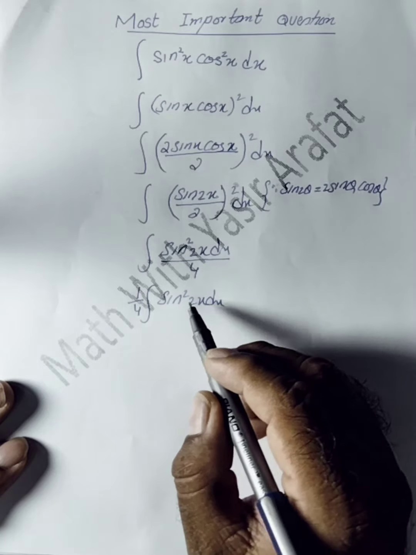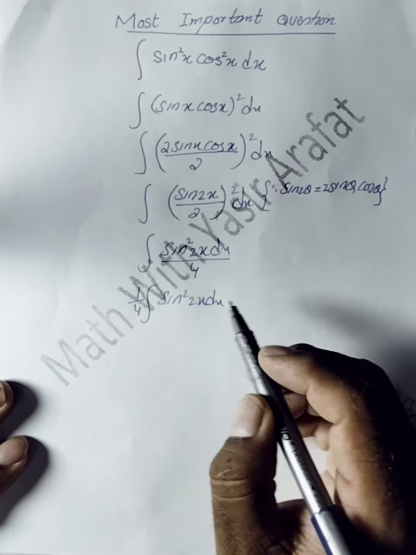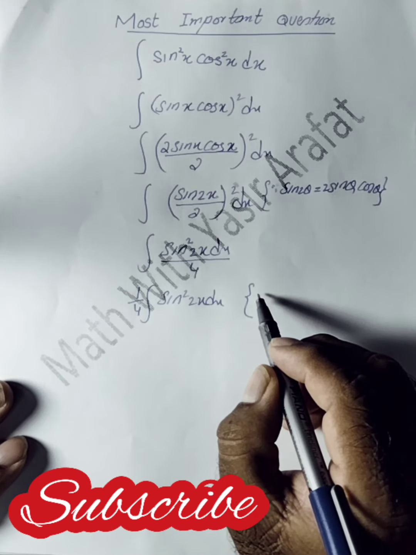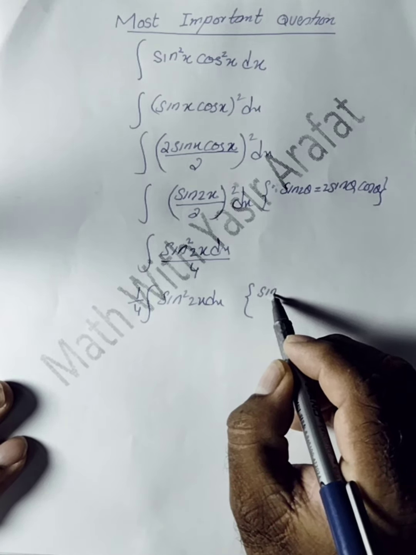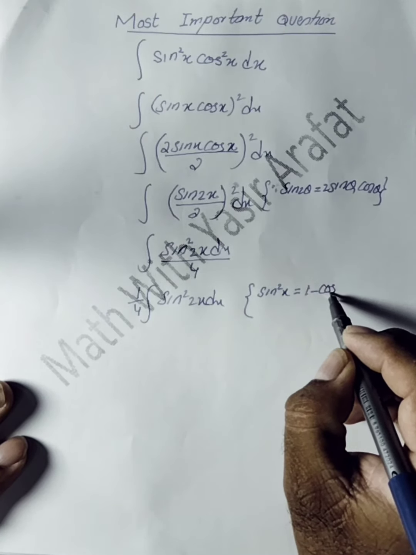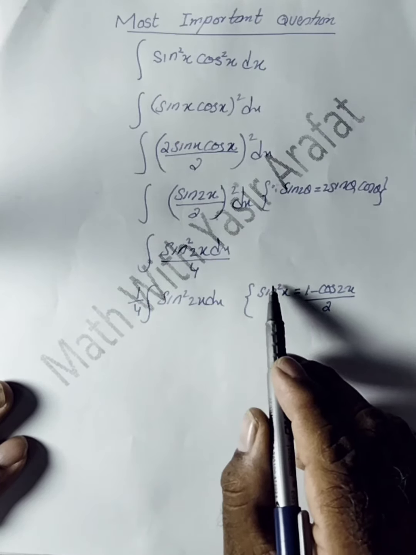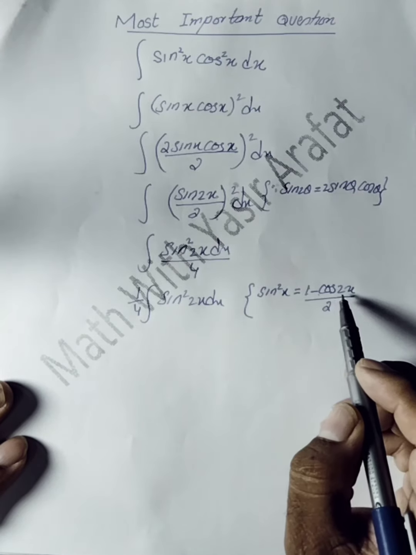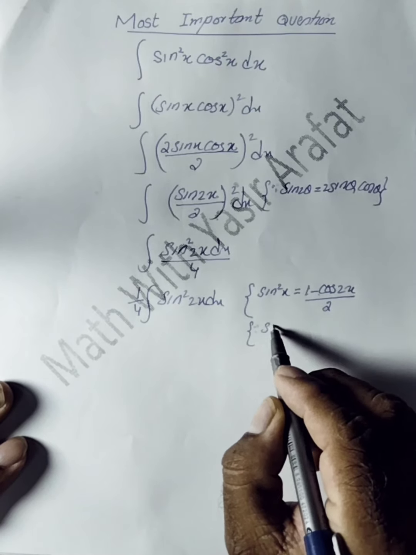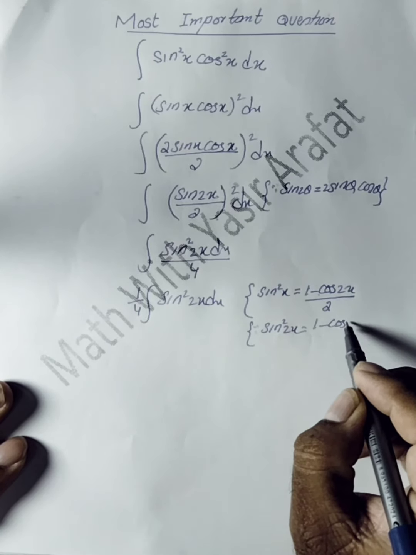We don't have the direct integration of sin square 2x, so we have to reduce it using a formula. We know that sin square x equals (1 minus cos 2x) divided by 2. So therefore sin square 2x will be equal to (1 minus cos 4x) upon 2.